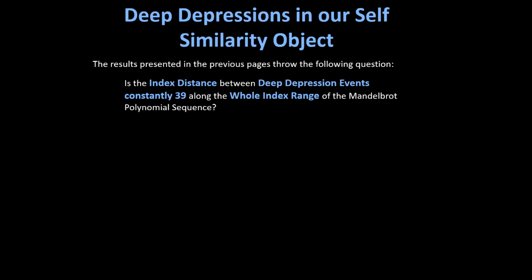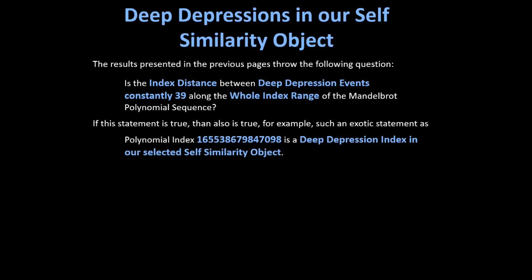The results presented in the previous pages raise the following question. Is the index distance between deep depression events constantly 39 along the whole index range of the Mandelbrot polynomial sequence? If this statement is true, then also true, for example, is such an exotic statement as polynomial index 165538679847098 is a deep depression index in our selected self-similarity object.